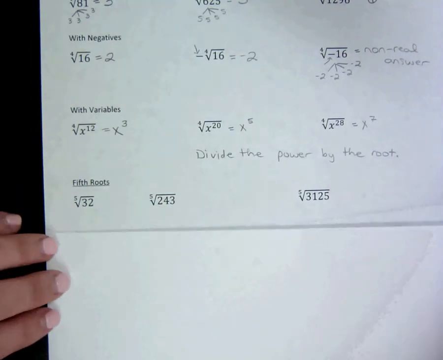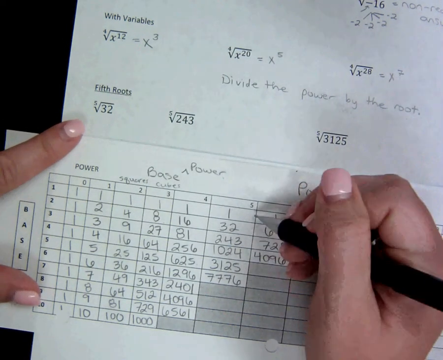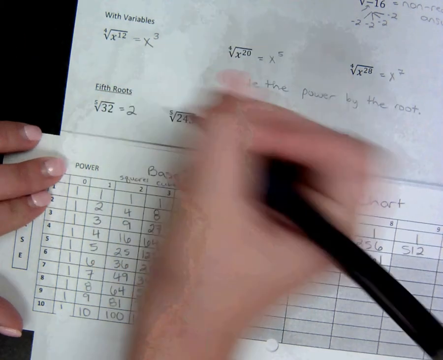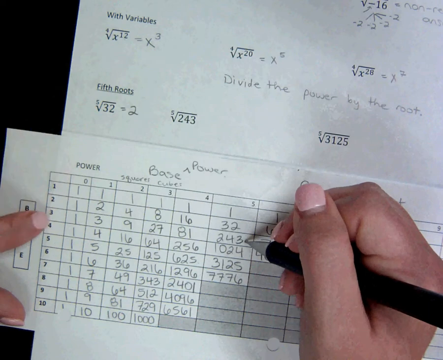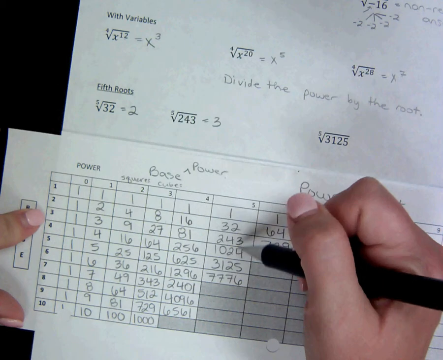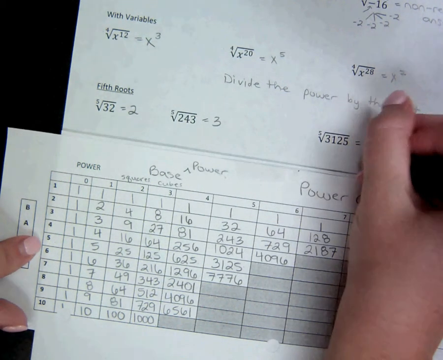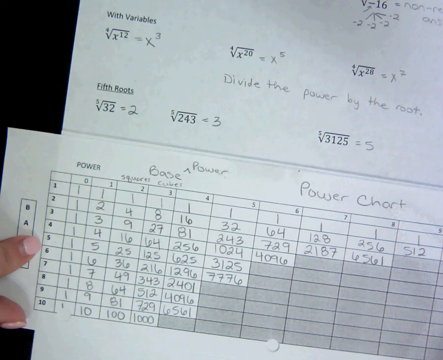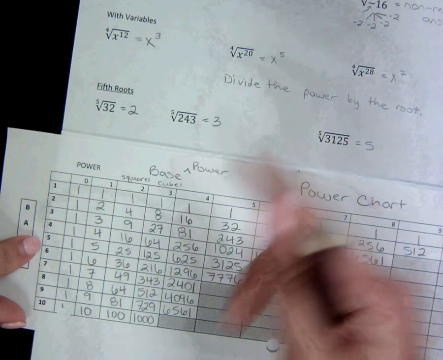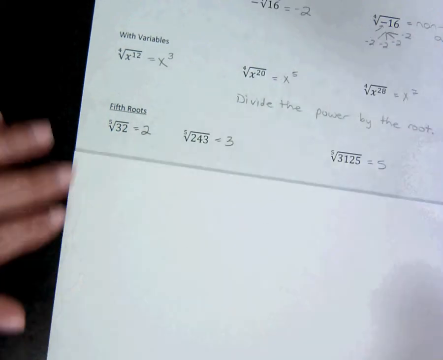Same idea with fifth roots. Again, hopefully this is getting pretty straightforward. Fifth roots, we look at our 5 column. The fifth root of 32 would be 2. The fifth root of 243 would be 3. The fifth root of 3125 would be 5. So use your power chart. Don't try to type all this in the calculator. It's just not worth your time. Use your power chart with all the numbers already filled in, and you can get these roots no problem.